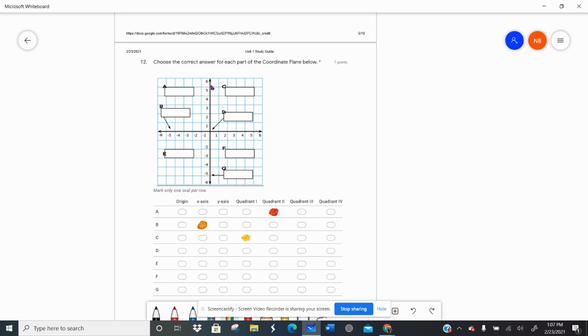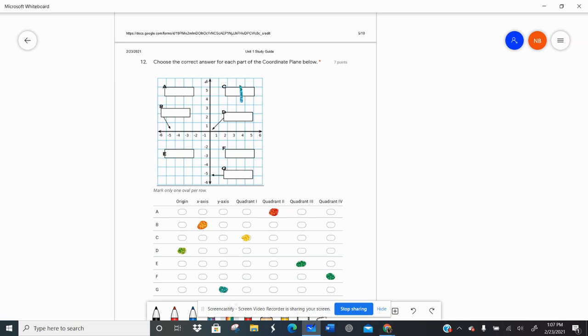D is pointing to the middle, which is the origin. E is over here in quadrant 3. Remember, we write them with Roman numerals. F is over here in quadrant 4. And G is pointing to this long, tall, skinny, up, down, vertical line, which is the y-axis.